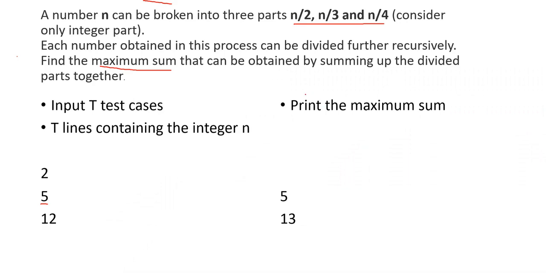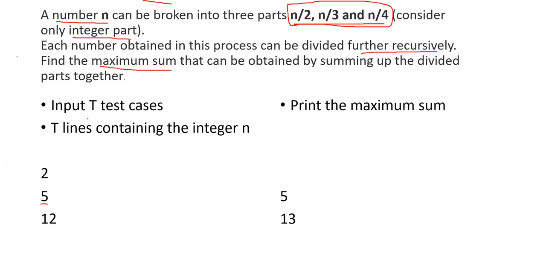Now coming to this question, so this is a question from Geeks for Geeks. So in this, a number n can be broken into three parts. We have to break this into these three parts, like n by 2, n by 3 and n by 4, and we have to consider only the integer part. This is the important part of this. And this can be further continued recursively until we find the maximum number that can be found summing up those divided numbers. I will explain through one example.